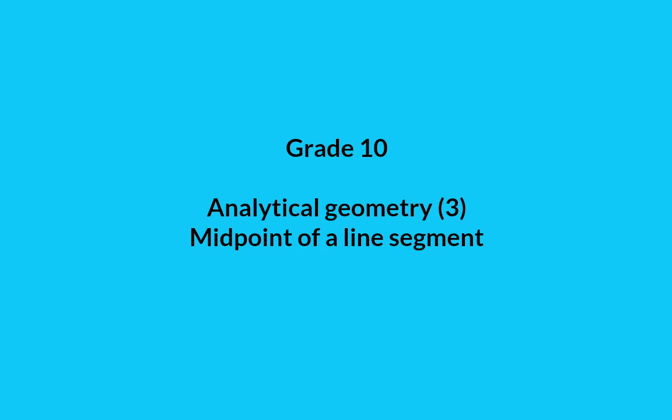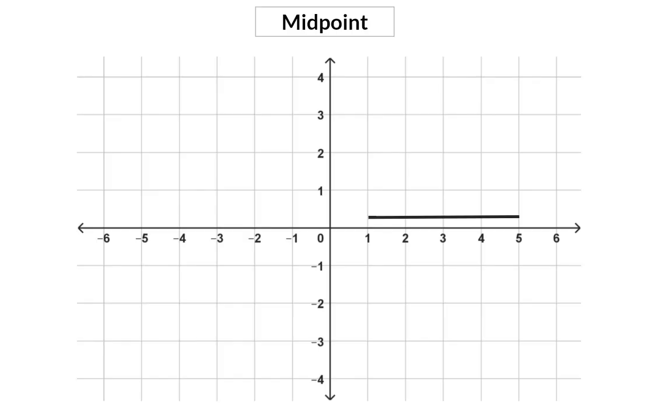In this video, we're going to have a look at how to determine the midpoint of a line segment. The midpoint of a line segment is the point exactly halfway between the start and end of the segment. Here we have a distance of 4 units, and that means the midpoint will be 2 units from the left and 2 units from the right. Therefore, the midpoint is at 3.